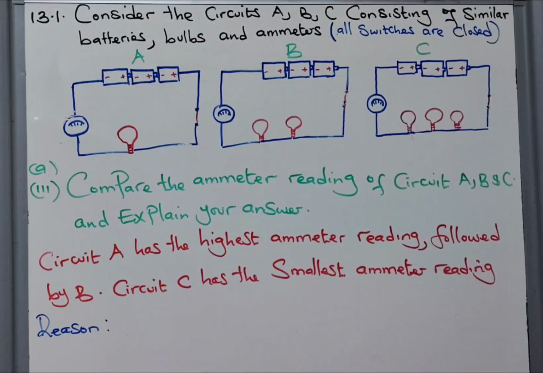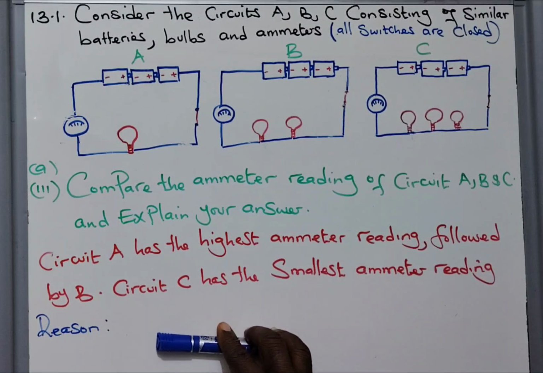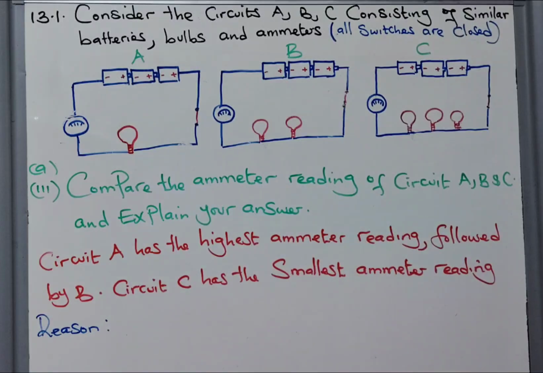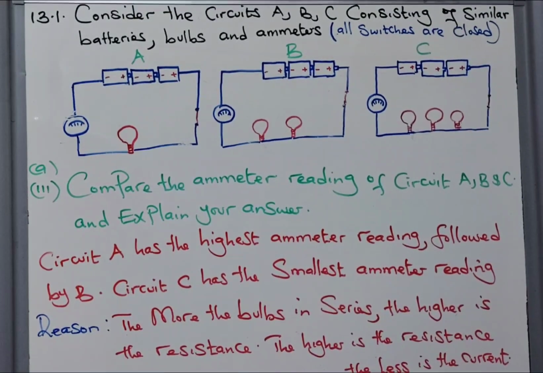So what is the reason? The reason is that the more the bulbs in series, the higher is the resistance, and the higher is the resistance, the less is the current. The more the bulbs in series, the higher is the resistance, and the higher is the resistance, the less is the current. We must not forget that the ammeter reads the current.